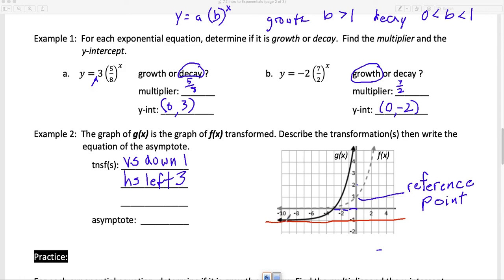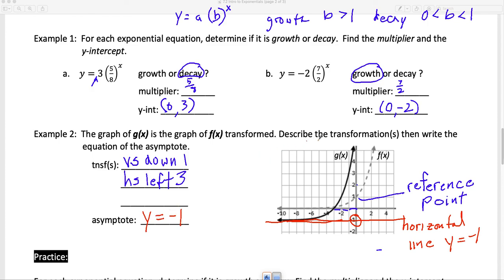And horizontal lines have equations that start with y. So what's the y value right here? It's -1. So this horizontal line has an equation that is y is equal to -1, and that's what my asymptote is.